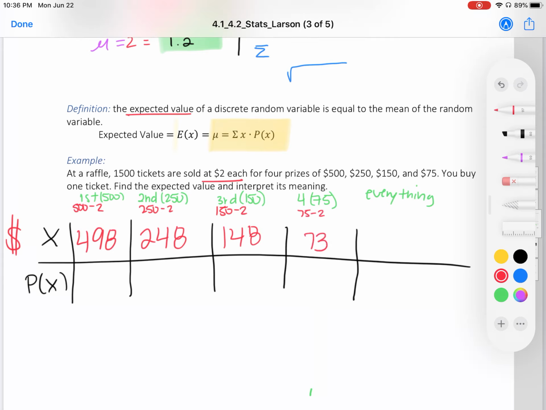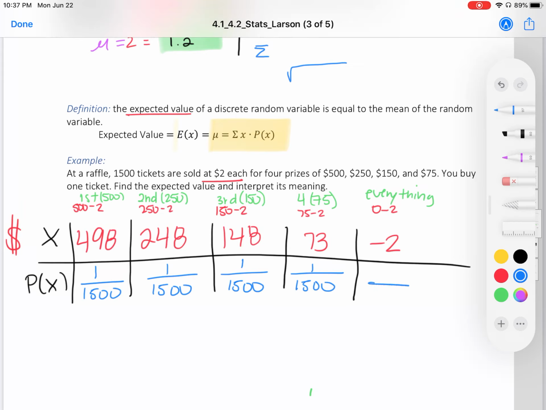Now what if you lose? You didn't win anything, but you still paid those $2, right? So that's a -2. Now we can have a negative for x, but not for our probability. Now our probability would be a fraction, right? Or part over total. Only one person can win first place out of 1,500. Only one person can win second place out of 1,500. Only one person can win third place out of 1,500. And only one person can win fourth place out of 1,500.